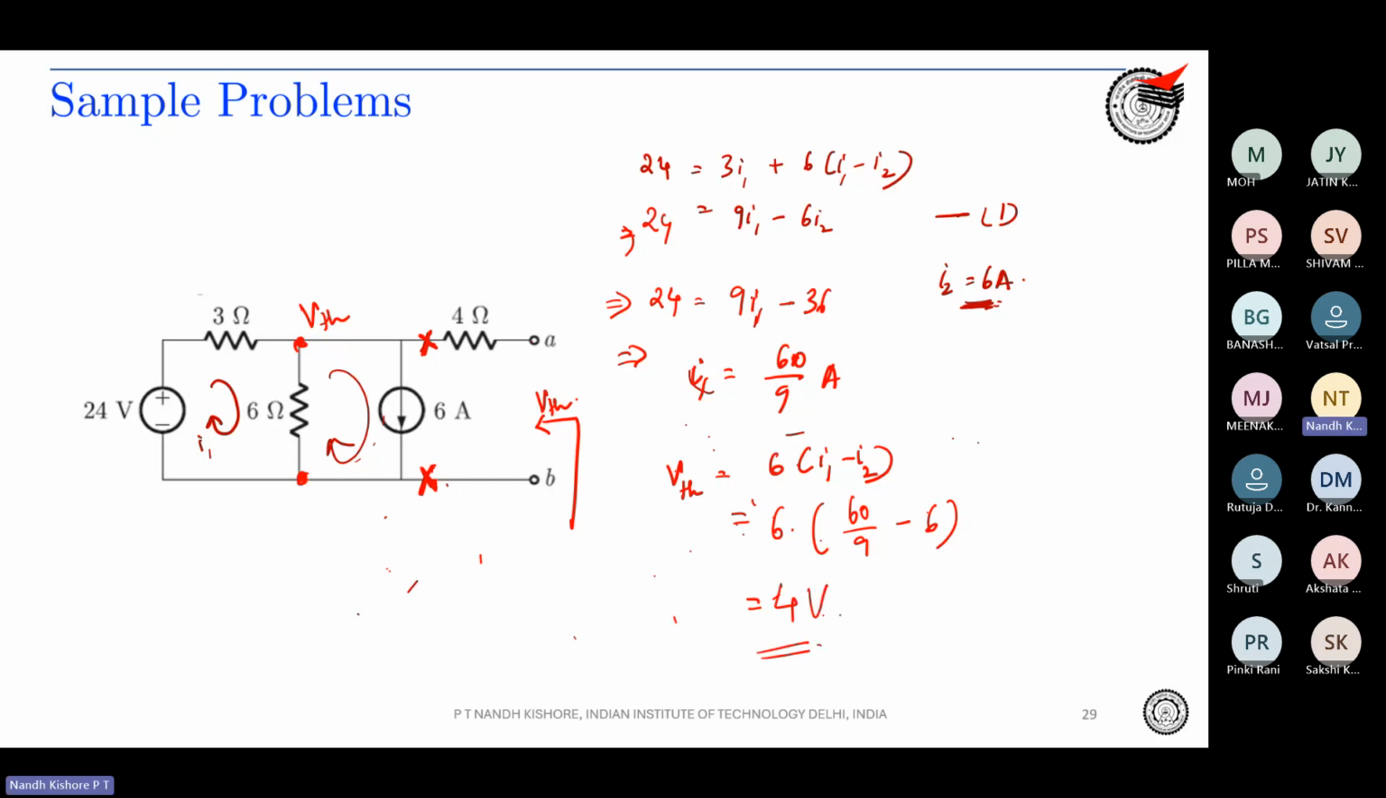Are you understanding this, everyone? How V Thevenin comes directly, because no current flows through an open circuit. So the voltage will be the same as the voltage across the 6 ohm resistor, or you can also write 24 minus 3I1 is equal to V Thevenin. This is the drop, 24 minus 3I1, and you will get the same answer, 4 volts. Is this fine with everybody? How we found V Thevenin? Yes, sir.